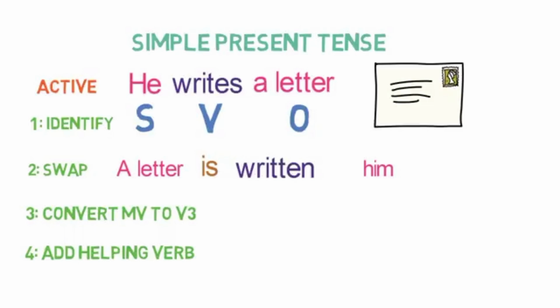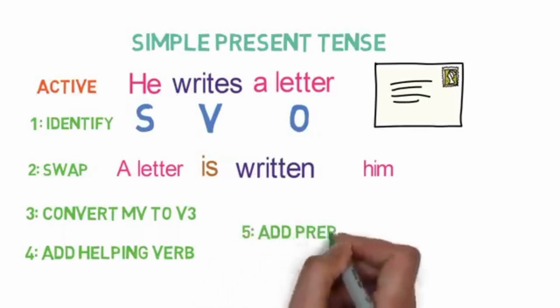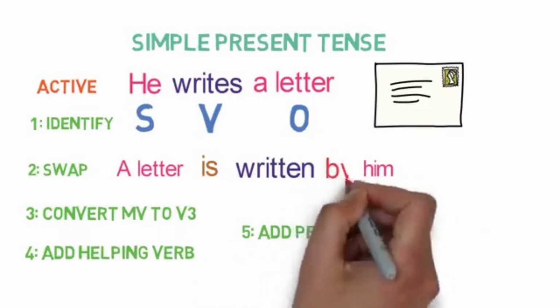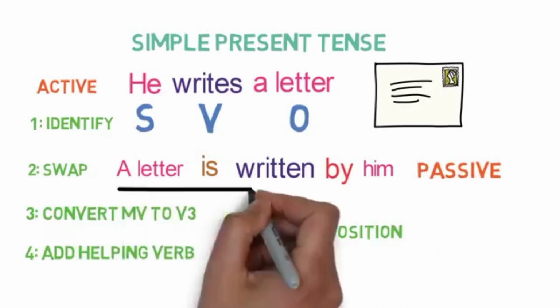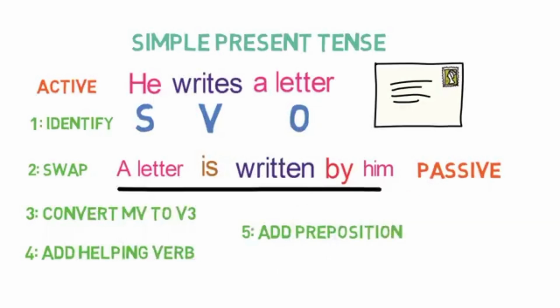Do you think that the sentence is complete? No, it's not. That's where step 5 will come. In step 5, we need to add by before him. Now, the whole sentence is completed. A letter is written by him. I hope you are clear with all the steps.